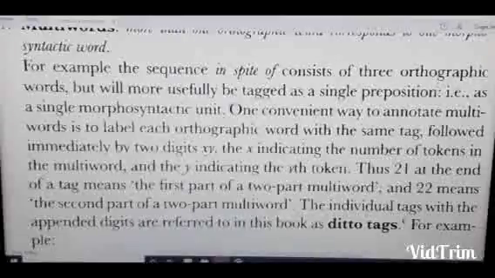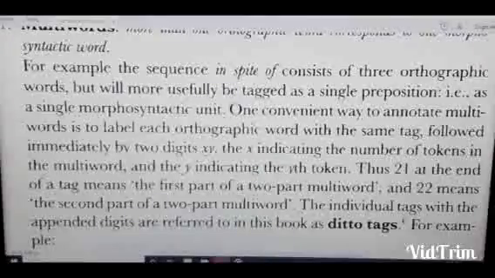One convenient way to annotate the multi-words is to label each orthographic word with the same tag followed immediately by two digits xy, the x indicating the number of tokens in the multi-word, and y indicating the yth token. Thus, 21 at the end of a tag means the first part of a two-part multi-word, and 22 means the second part of the two-part multi-word. The individual tags with the appended digits are referred to in this book as ditto tags.